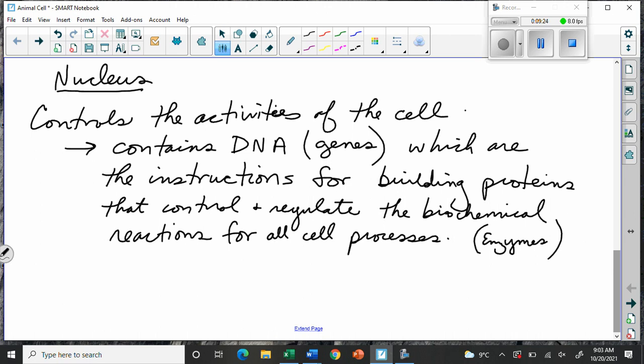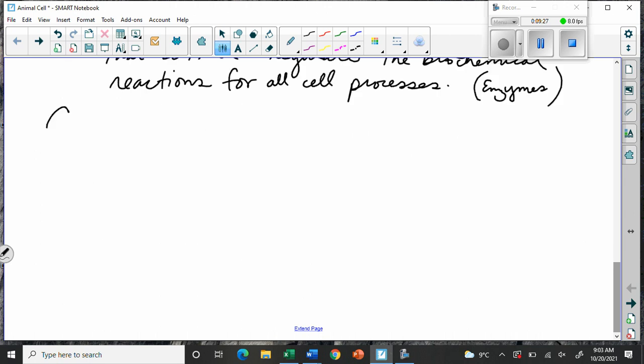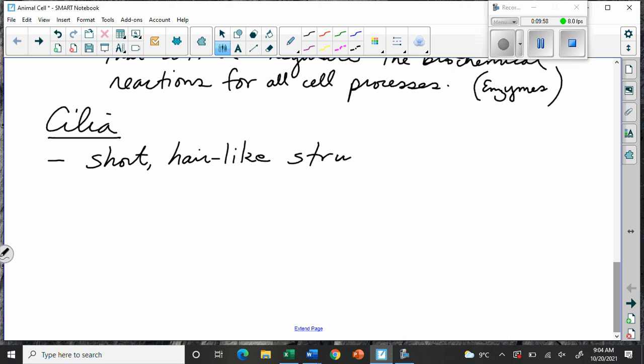Okay, there's no particular order, so let's go with the cilia next. And we have the cilia, which serve as, I'm going to put their main purpose first. They're basically short, hair-like structures. Of course, they have nothing to do with real hair. They're not made of the same thing. They just look like little tiny hairs, but they're not hair as such. They're membranous structures, projections that come out of the membrane, hair-like structures that can vibrate or move.